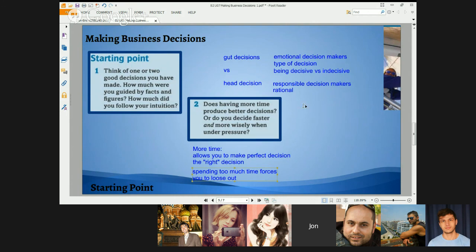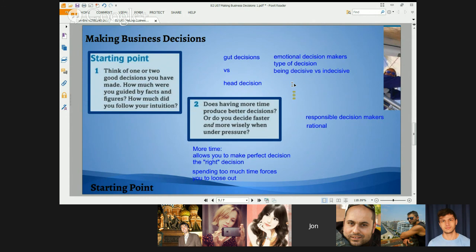What type of decision is a gut decision? How would you describe a gut decision? A decision that you make emotionally, other than good or bad. I want to hear another type of adjective. Can you think of anything? Another adjective about a gut decision or head decision? Either one, whatever comes to mind. Either one.